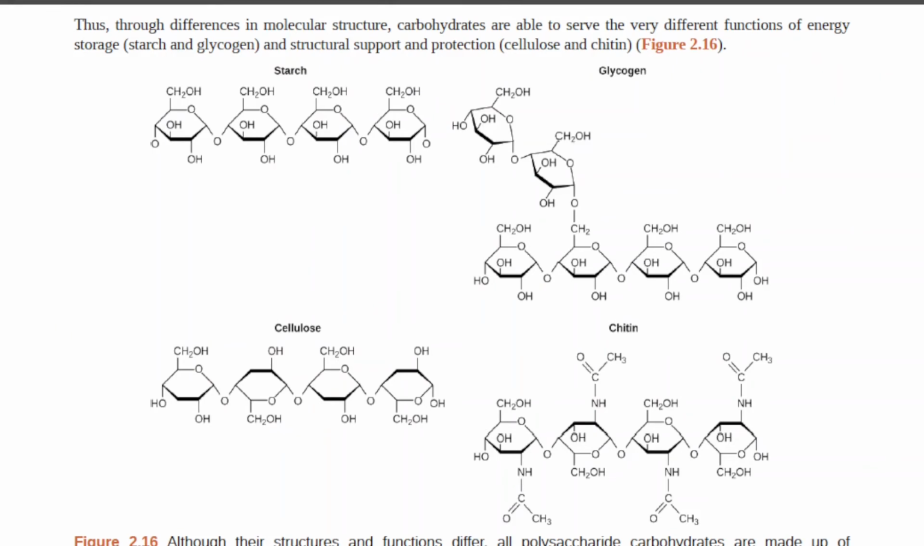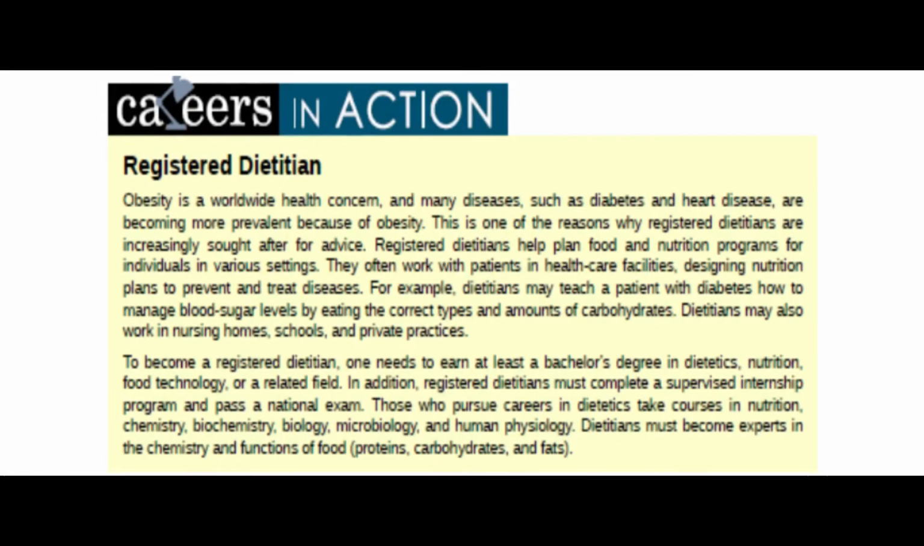Figure 2.16. Although their structures and functions differ, all polysaccharide carbohydrates are made up of monosaccharides and have the chemical formula CH2O subscript N.